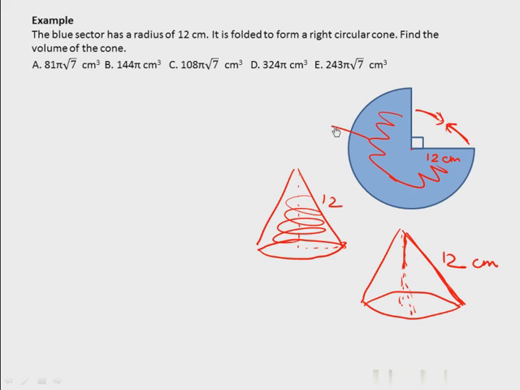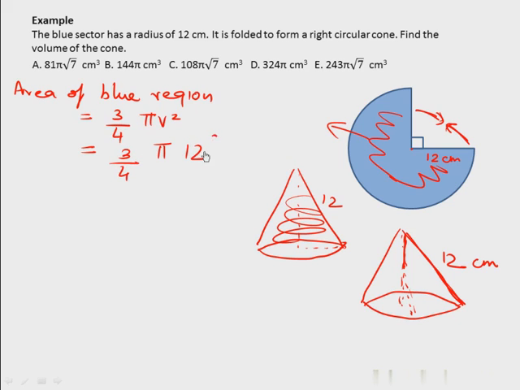So what is the area of this blue region? Area of blue region is 3/4 of the area of the circle. So that's 3/4 of pi r squared. That's 3/4 of pi 12 squared. And that's becoming the curved surface area of the cone. So this is equal to pi r L of the cone. That's the curved surface area of the cone.